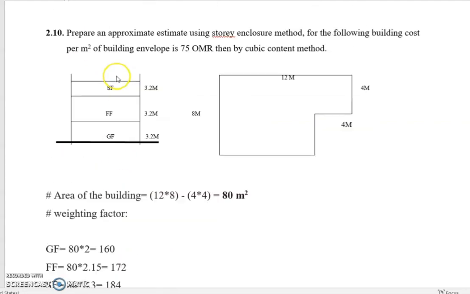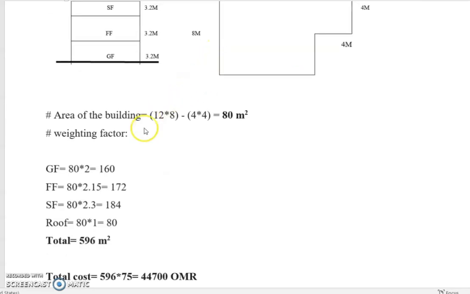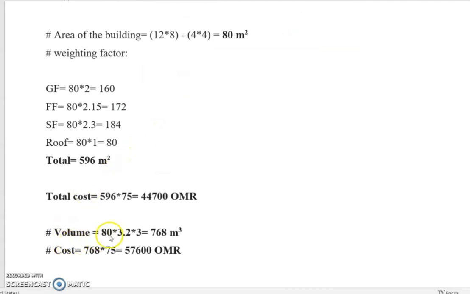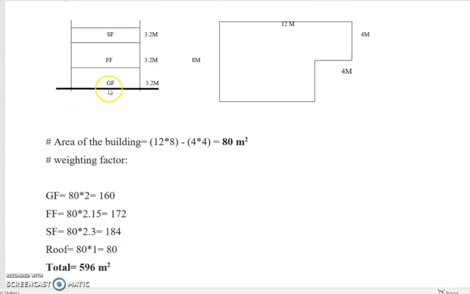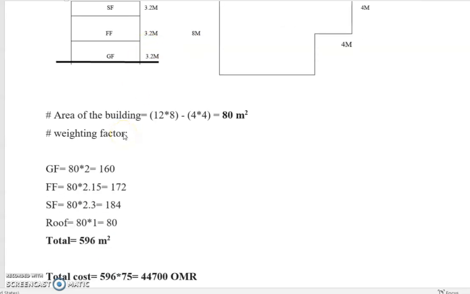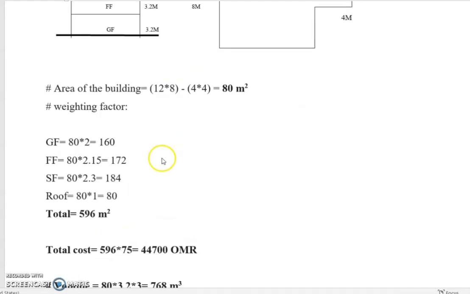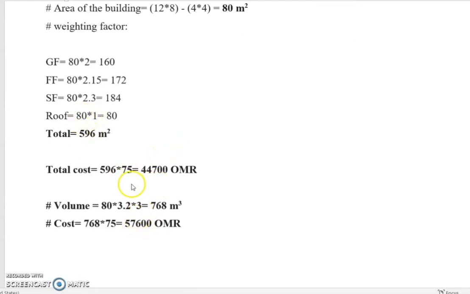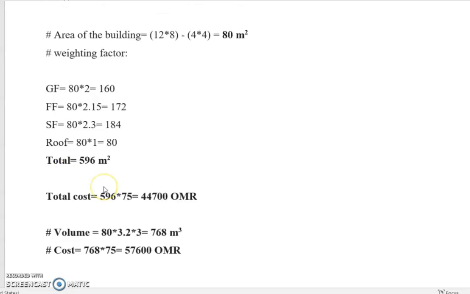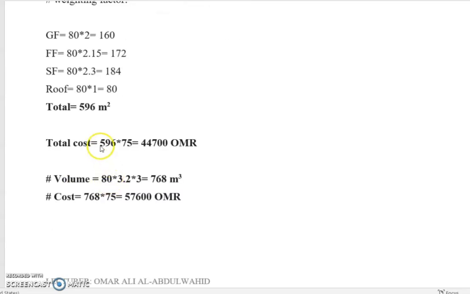So we can calculate this one by the cubic content method. This is why I added this statement here. If we go for the cubic content method, this is 80 square meters, this area, to be multiplied by 3.3 into 3.2. Then we will have the volume of the building, which will be multiplied by 75 Omani riyals. It will be this much. So you can see here the difference between the cost of the building according to the method of measurement that we are using.